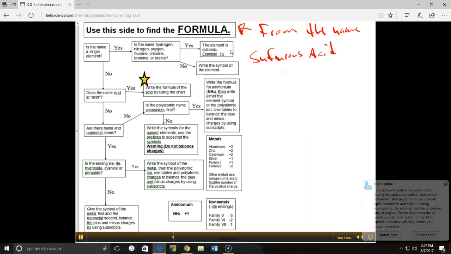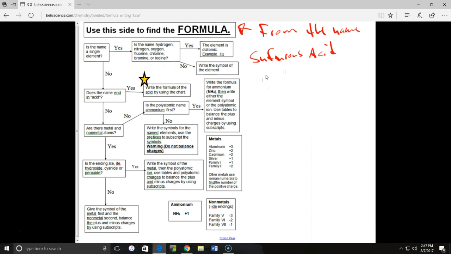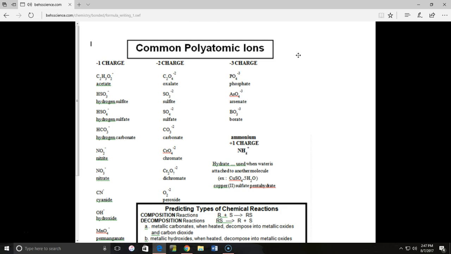And I didn't copy that page for this little video, but it's just H2SO3. Now be careful that you read very carefully. Sulfurous acid is different than sulfuric acid, which is also listed, and it's H2SO4. Okay, so that's the first one. Let's go ahead and look at the second one.